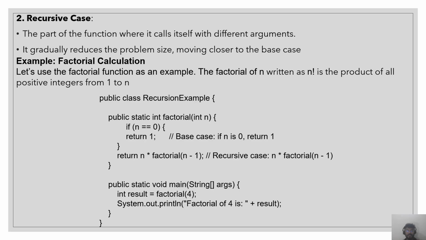It is the recursive case. Then it has the main function, public static void main, with String args inside the parentheses. Then int result is equal to factorial of 4. Then it prints out "The factorial of 4 is" plus result.